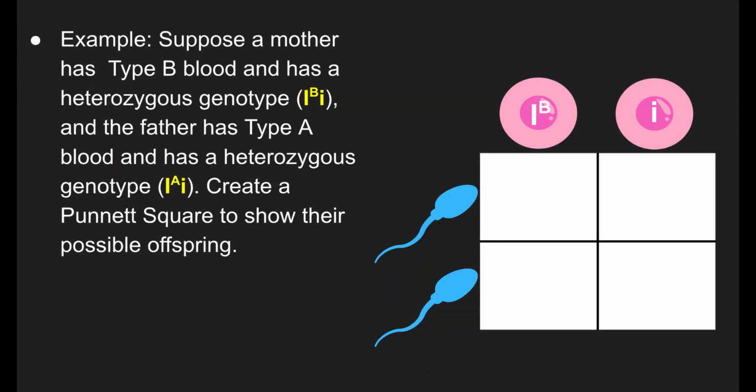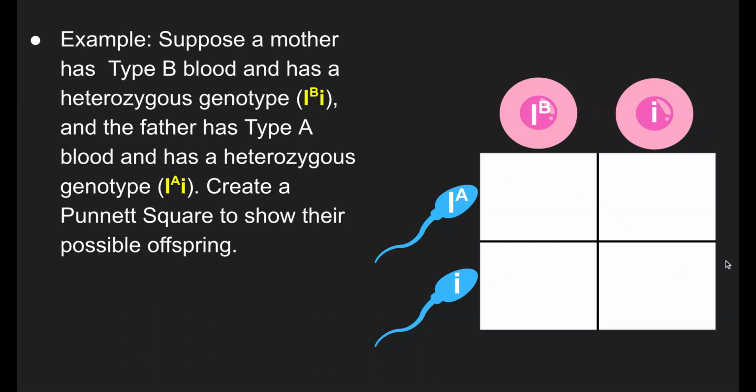Okay, so for example, suppose a mother has type B blood. So I've given her, and I said that she's heterozygous. So for her to have type B blood and be heterozygous, she would have one of the B alleles, and the other one would be the recessive allele. This is the allele for type O blood. So this is the alleles in the mother's eggs. Now, let's say the father is type A. So we know he has an A allele, but he's heterozygous. So his other allele is going to be the recessive one, a little i.